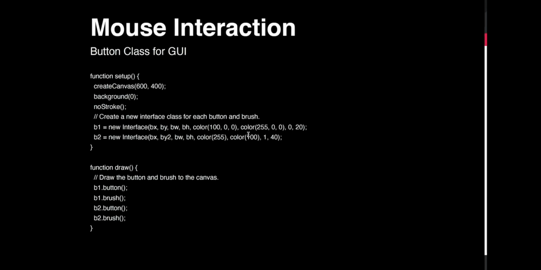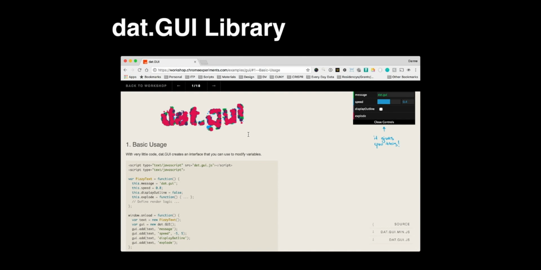Another option would be to use this pretty amazing library that was created by the wonderful people at Google. This is called dat.GUI. And it's a JavaScript graphic user interface library that allows you to really easily attach sliders and color pickers and on-off buttons and drop-downs and text fields and buttons to your P5 sketch.